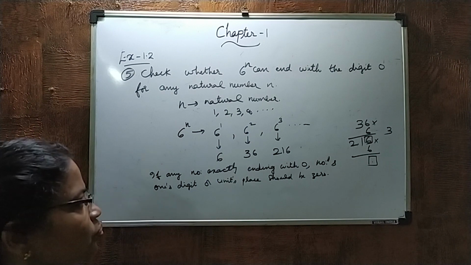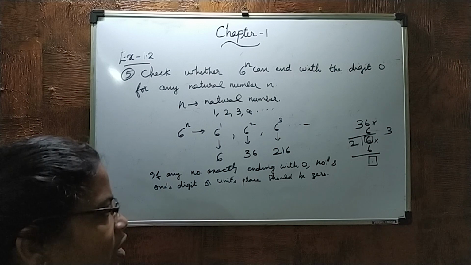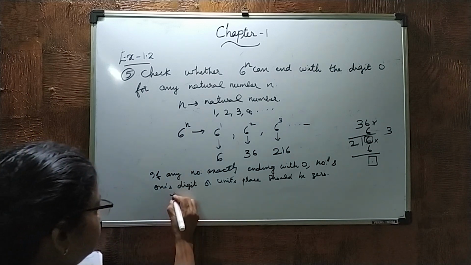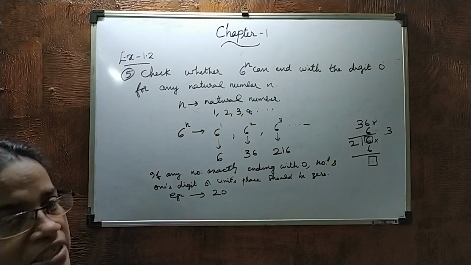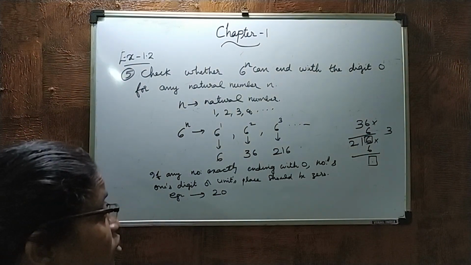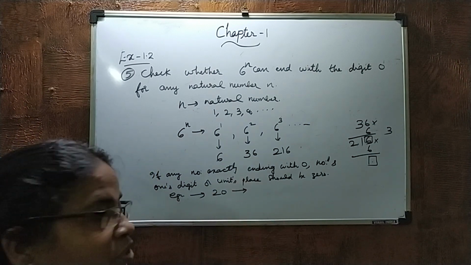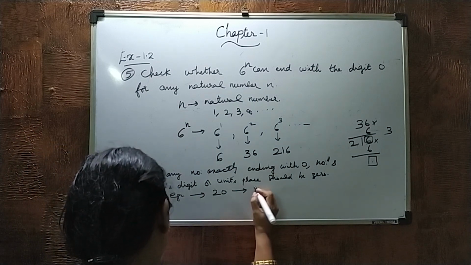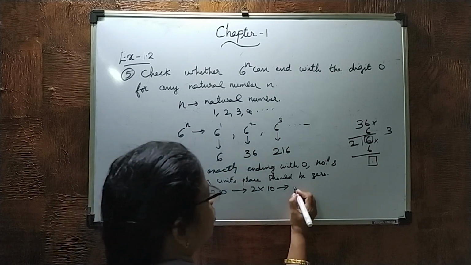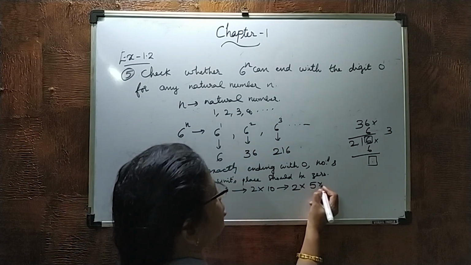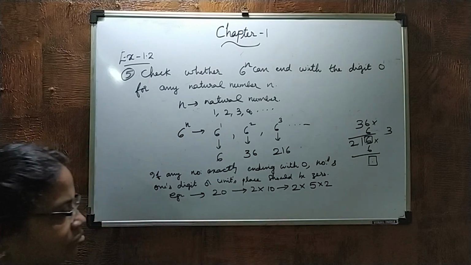This is the thing you have to do. If any number ends exactly with 0, it means the ones digit or unit place should be 0. I will show you an example. Take 20. Look, its ones digit is 0. Can you factorize or split it? 20 is 2 into 10, and 10 can be written as 5 into 2. Now all the prime numbers are there.